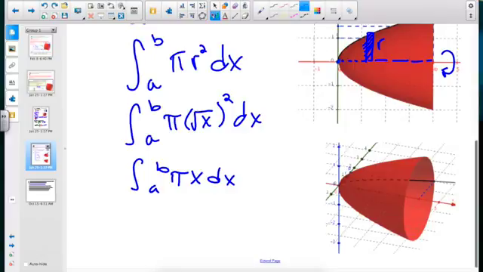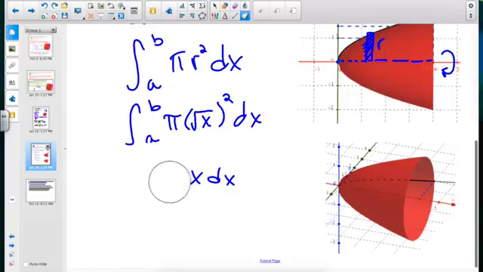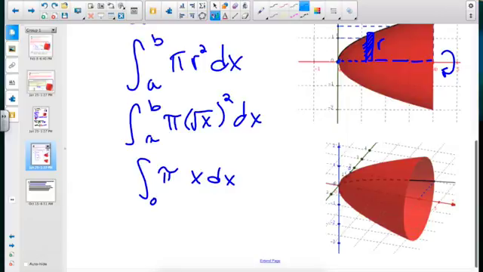What are my limits of integration? Okay, I'm going to start at the tip of my dome and go all the way out to that flat surface of my dome. What do you get for your volume?